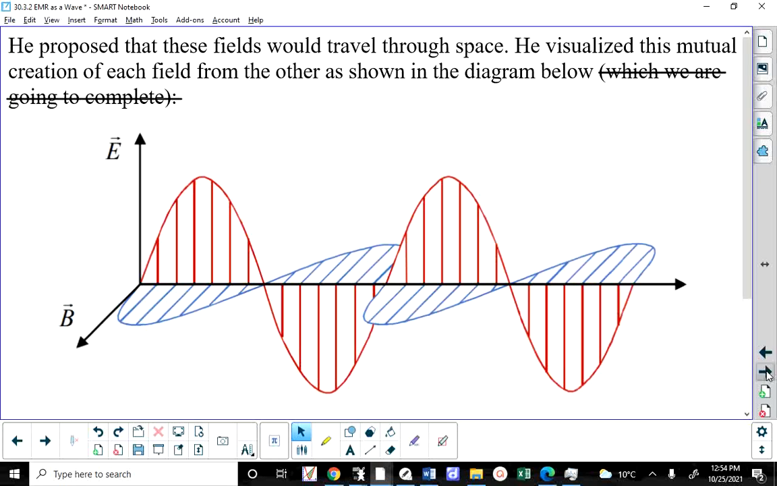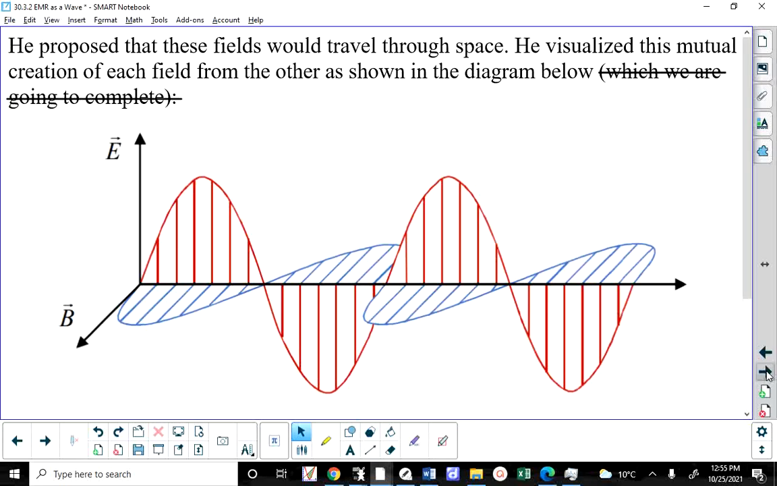This is called electromagnetic radiation or electromagnetic waves. He said the only thing based on the equations that these fields mutually creating each other could produce would be something we can visualize that looks like this. Now, in your note package, it says, we will complete the diagram. It shouldn't say that. I've got the diagram completed for you.